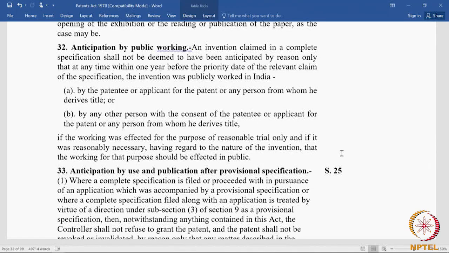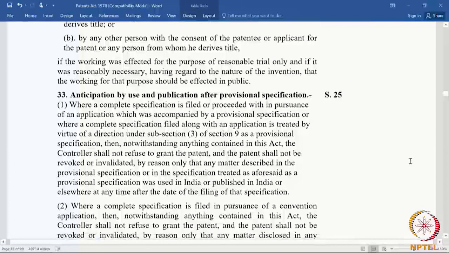So, the requirement is it should be done with the consent of the patentee or the applicant, and the working has to be in India, and it should be done for reasonable trial alone, and the nature of the invention was such that you could only do it in public. Say flying of an aircraft or a drone, it can only be done in public. So things of that nature will be covered by this exception.